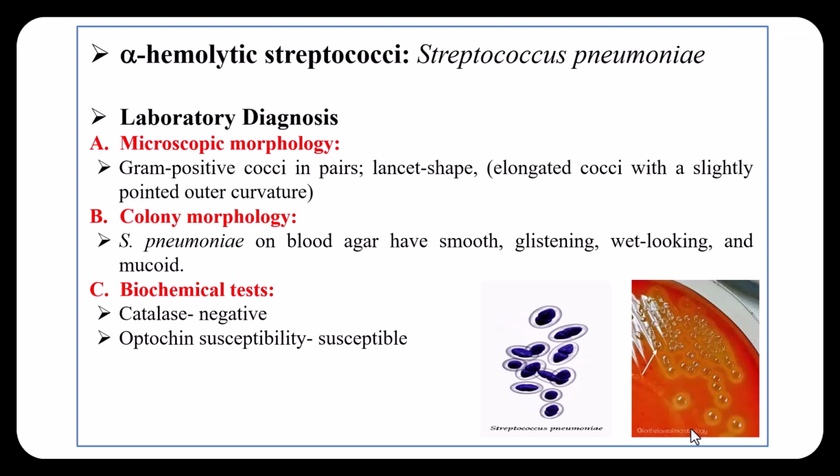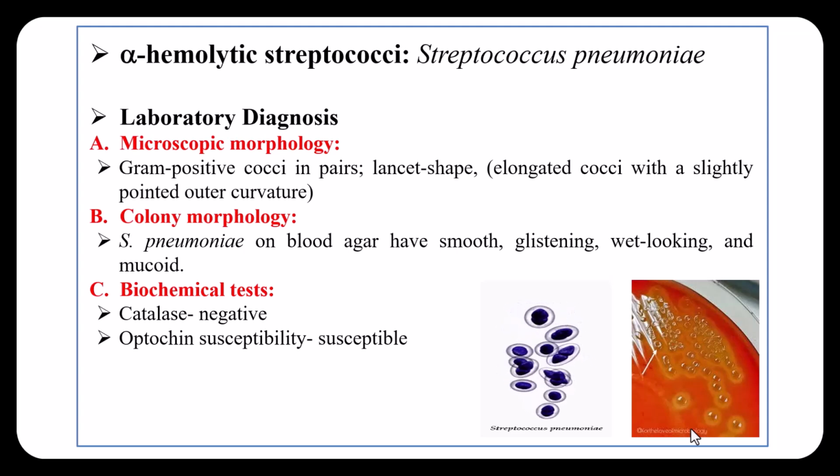Now we will move to the alpha hemolytic streptococci that include Streptococcus pneumoniae and viridans streptococci. Remember, beta hemolysis is produced by pyogenes and agalactiae, while alpha hemolysis is by Streptococcus pneumoniae and viridans streptococci, and gamma hemolysis by the enterococci. Alpha hemolytic now by Streptococcus pneumoniae.